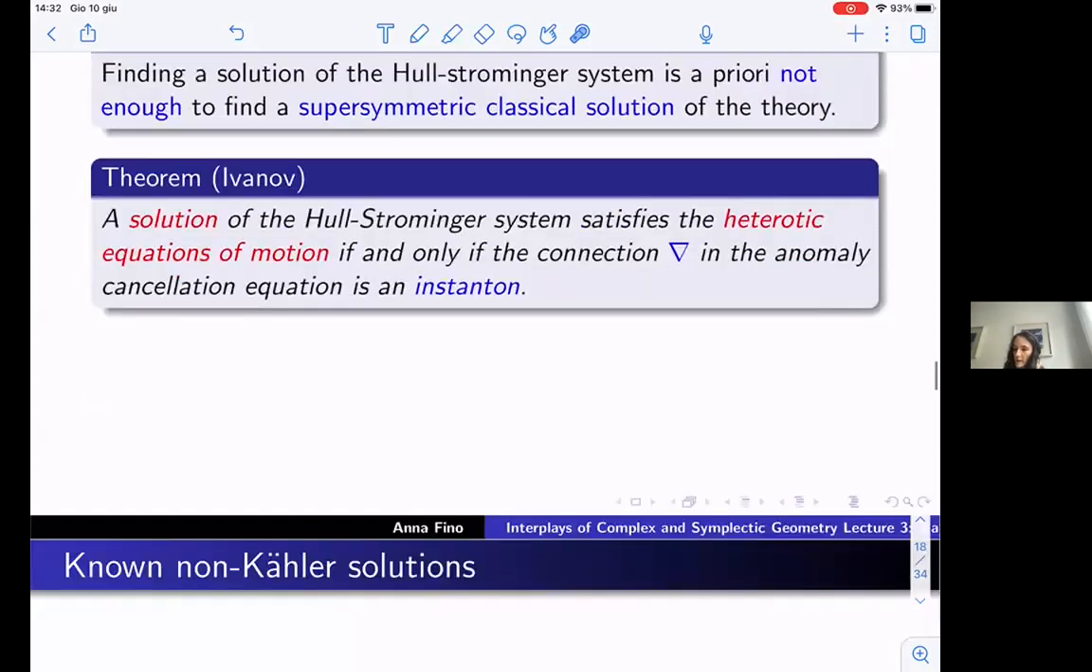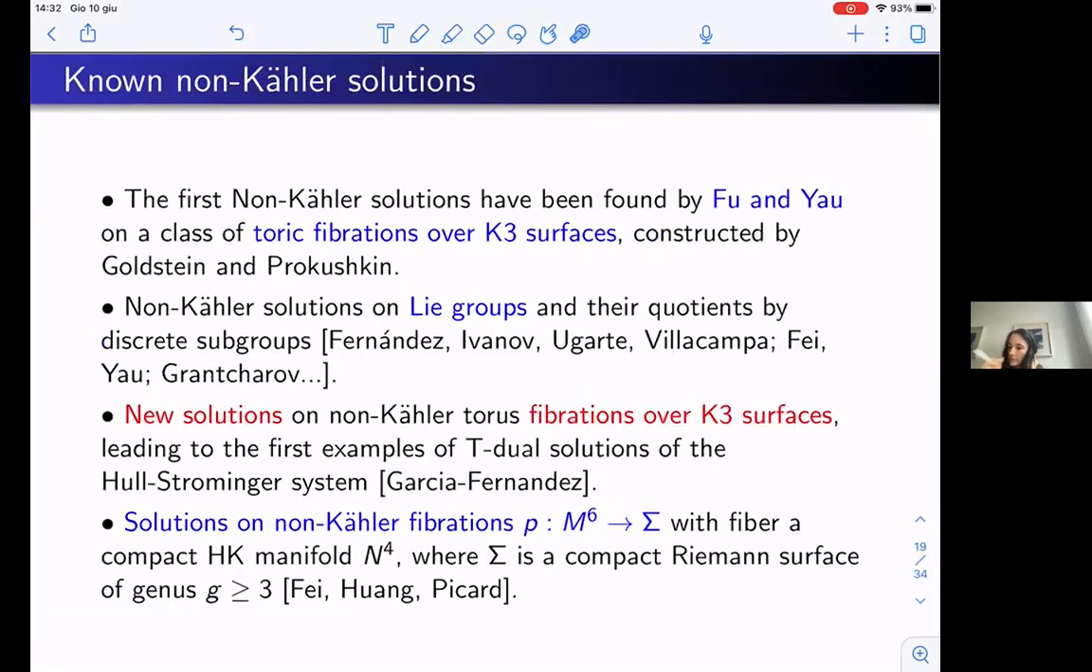Before seeing the solution that we found, I just want to overview what is now in the literature about solutions. Maybe I forget something for sure. The first solutions were found by Fu and Yau, and are torus fibrations over K3 surfaces. And we will see later that one can generalize that, instead of considering surfaces, considering orbifolds, but not all K3 orbifolds, but all types of orbifold, let's say with mild singularities, like isolated cyclic singularities.